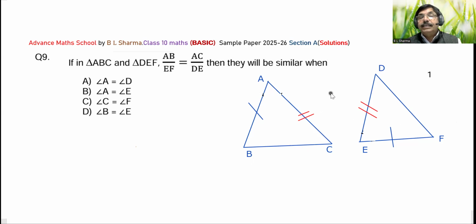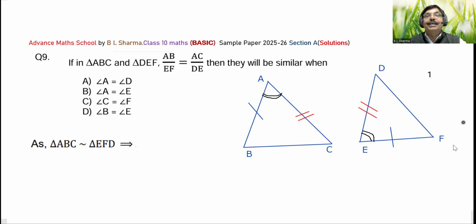So by SAS similarity rule, the included angle should be there. जिन sides का रेशियो सेम है उनका बीच वाला एंगल होना चाहिए. देखिए ये टू साइड से इनका बीच वाला एंगल है, इंक्लूडेड एंगल है A, और इसमें इंक्लूडेड एंगल है E. सो वी कैन से that angle A should be equal to angle E. So this is correct option.